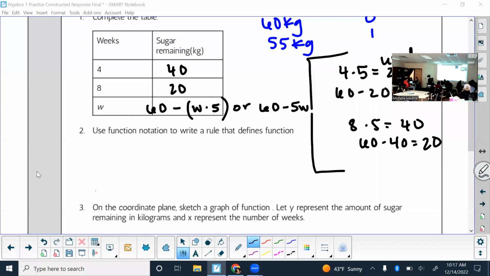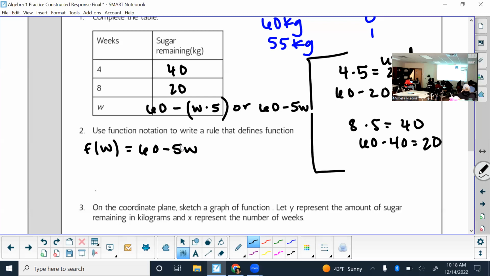Okay, so function notation has something similar to f of x. It could be like g of x, it could be g of w, whatever you want. For this one, since they're using w as the input, I'll do f of w. But this part is the part that makes it function notation. And then to define the function, we can just use what we've already written for this expression of w. So to define this function, f of w equals 60 minus 5w.